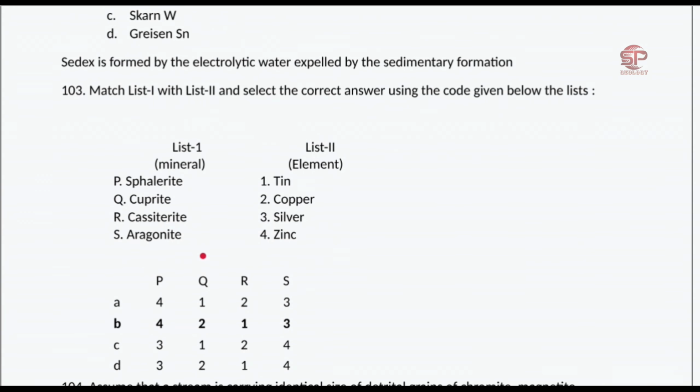Then comes to sphalerite, that will be zinc, then cuprite is copper, cassiterite is tin, argentite is silver. It will be D.